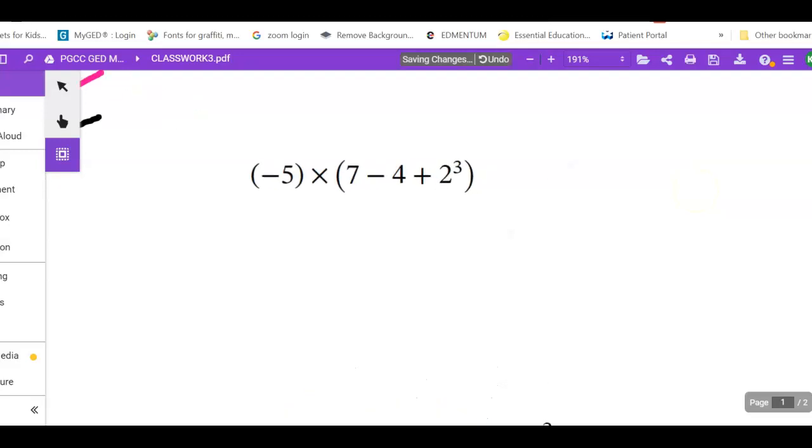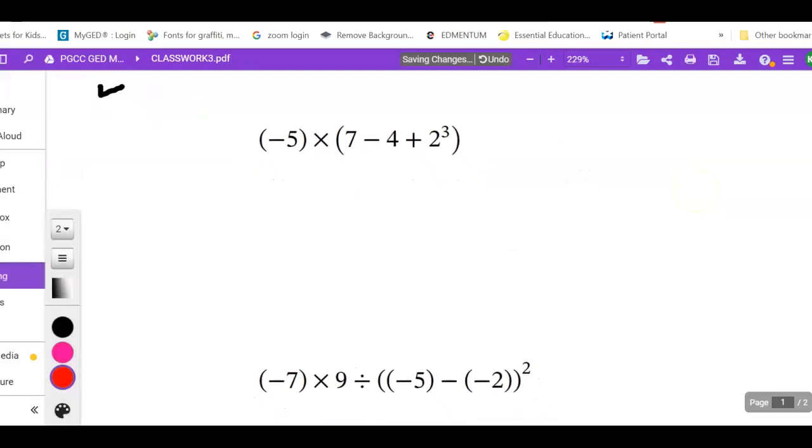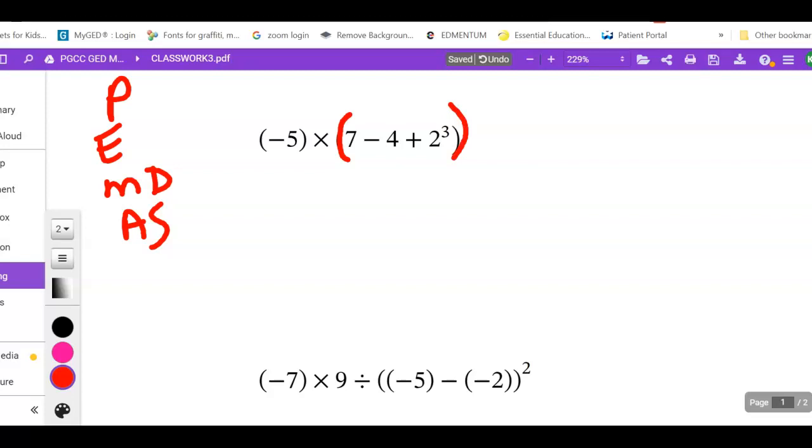All right, here we go over here. Practice makes perfect, right? All right, first start with parentheses. Do I have something in parentheses? Yes, I do. I have all of this right here.